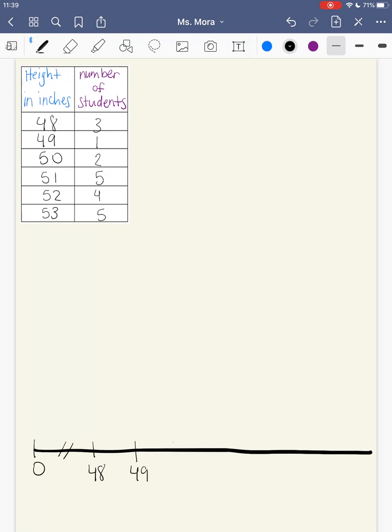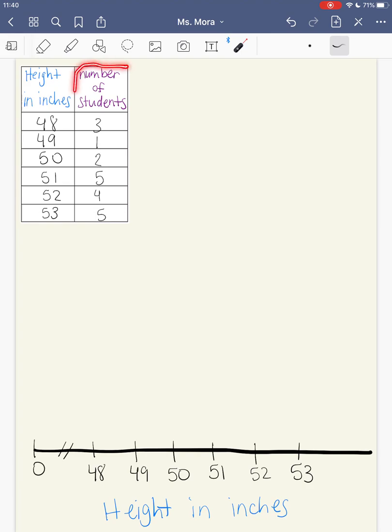So then I have 49, 50, 51, 52, and 53. And I'm going to label this too. So this same height in inches, okay, is what I'm going to label down here, because that's what the information is that I'm putting down on my line plot. So height in inches. Okay. And then I'm going to graph my number of students.